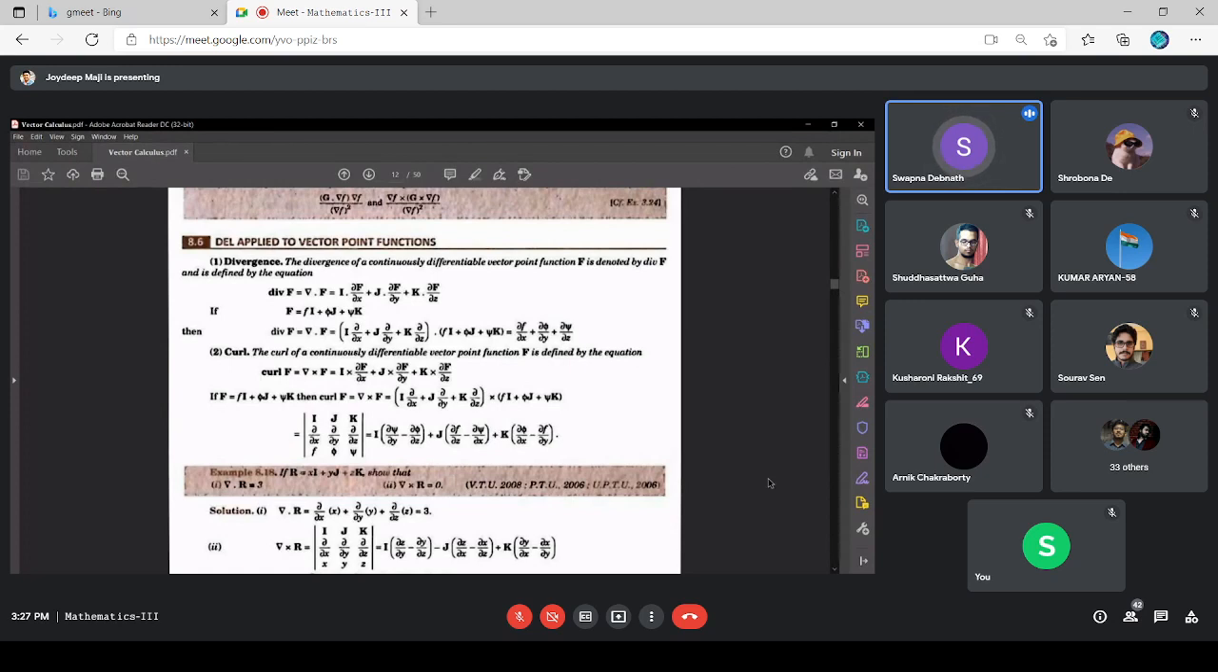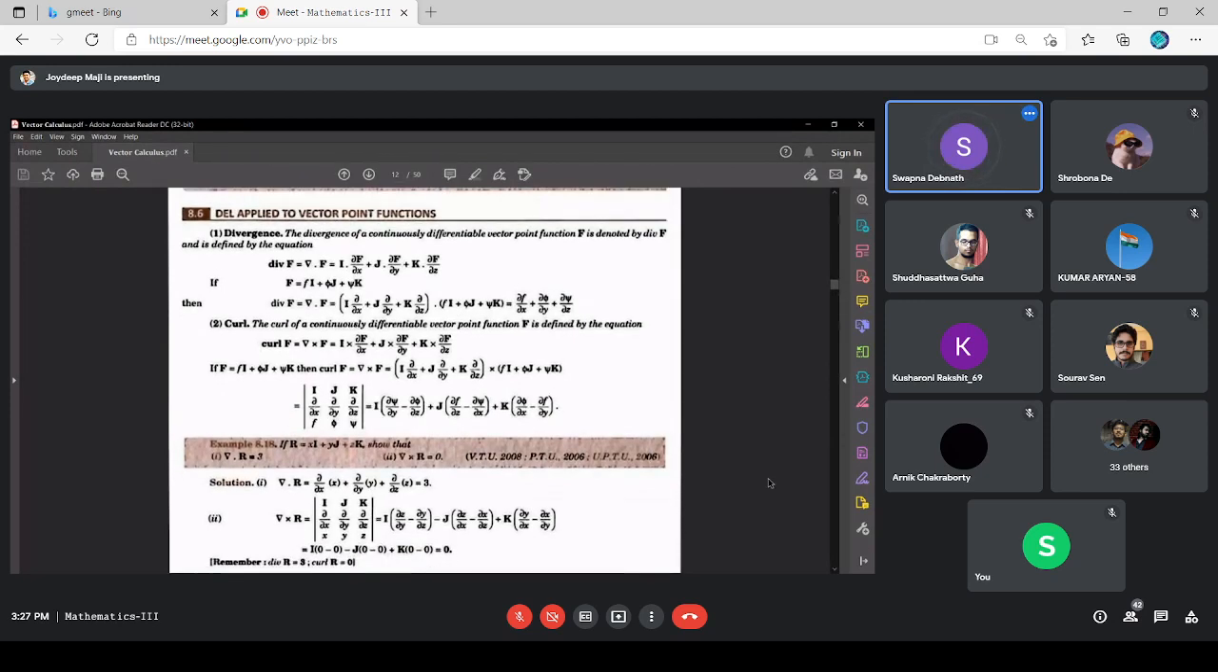Because del has to be applied on f, how can it be applied? Just a product without any sign doesn't mean anything for vector quantities. Therefore del dot f is called the divergence of f. Say f is equal to f i plus phi j plus psi k. These are the values of f, and then divergence f is: write del and write f, and then calculate. You get del f del x plus del phi del y plus del psi del z.